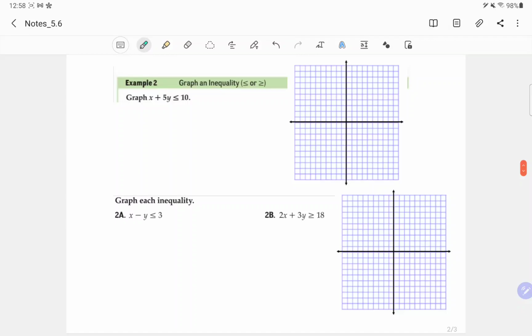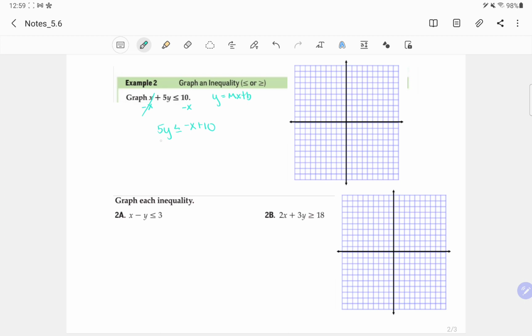If you look at example 2, we have x plus 5y is less than or equal to 10. Again, the first step we need to do is to get this in the form y equals mx plus b. We want to make it look like this. All right? So I'm going to solve for y. I'm going to subtract x as my first step to get rid of that. So that'll leave me with 5y is less than or equal to, I want the x in front, so negative x, and then it's a positive 10, so plus 10.